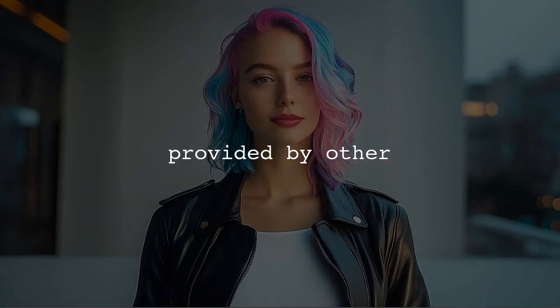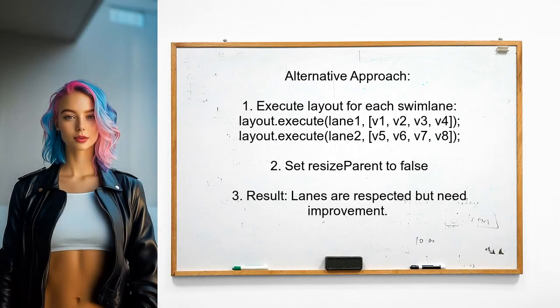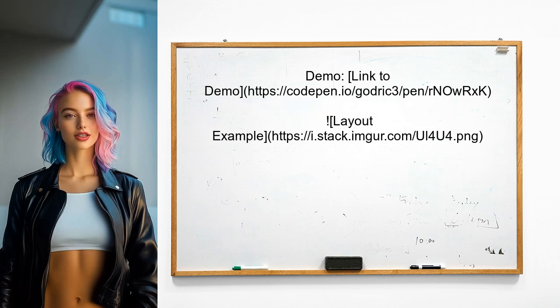Now, let's look at the answers provided by other users. An alternative approach shared by a user involves executing the layout for each swim lane separately. They suggest using the layout execute method for the nodes within each lane, which helps in respecting the lanes better. Additionally, they changed the resize parent property to false, which improved the layout's appearance, although it still requires some refinement.